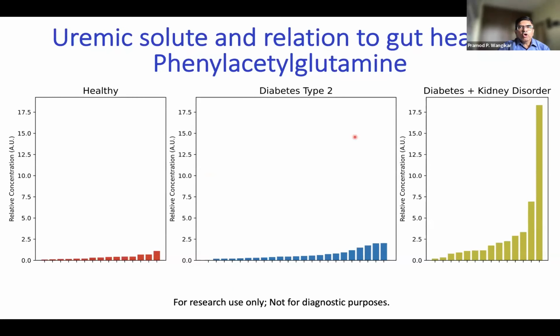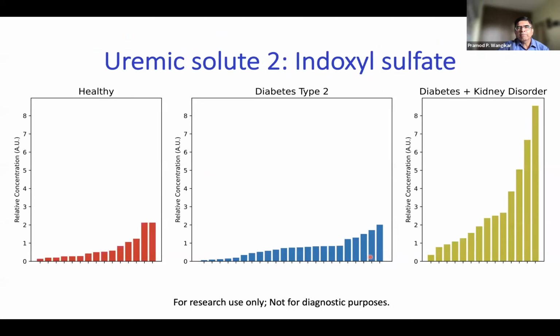In terms of the complications, if I look at the kidney disorder as a complication, then there are certain uremic solutes or uremic toxins that are known. And we can see that phenylacetylglutamine, which is one of the well-known uremic toxins, has low levels in the healthy population, relatively high levels in the DKD population. But in the diabetic population also, there are already a few patients who start showing elevated levels, which may indicate that certain complications have started to set in.